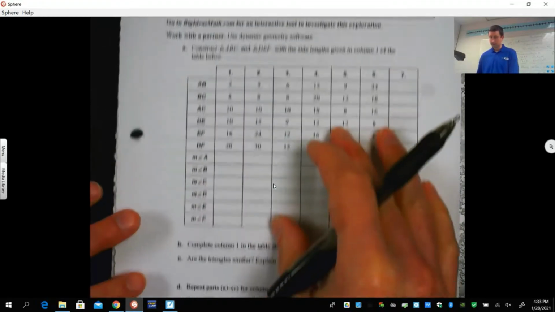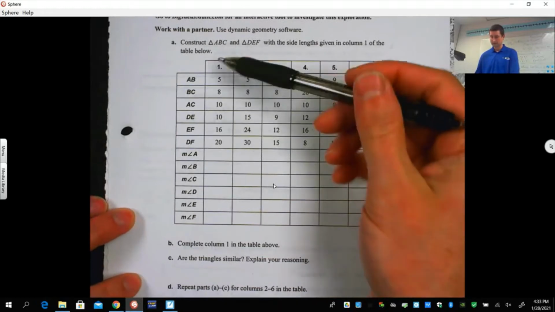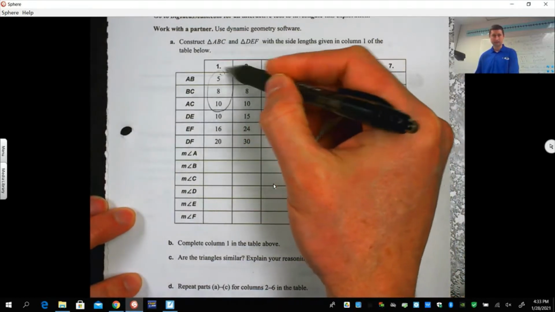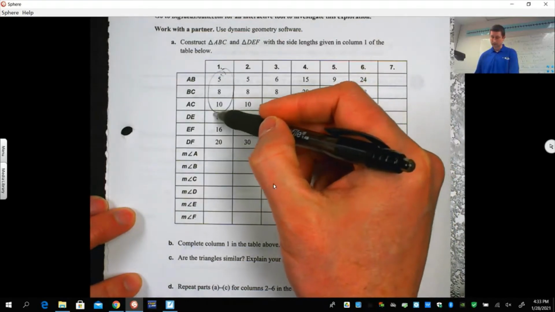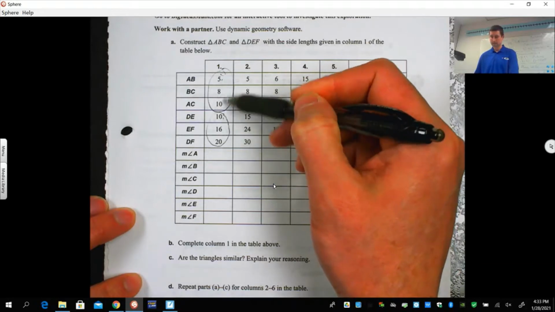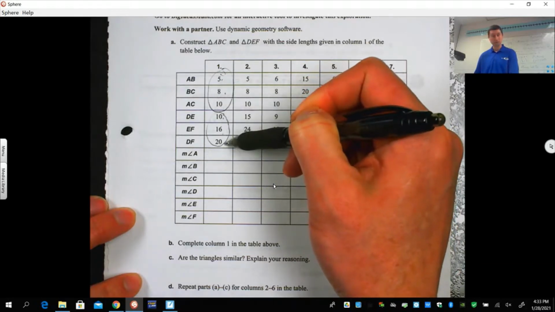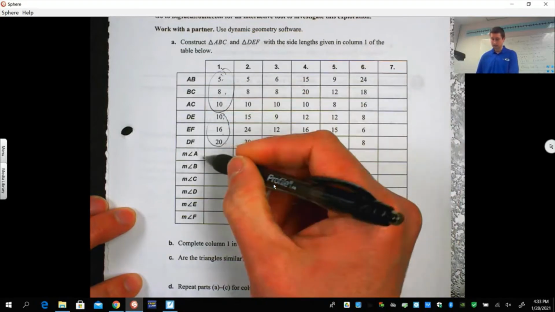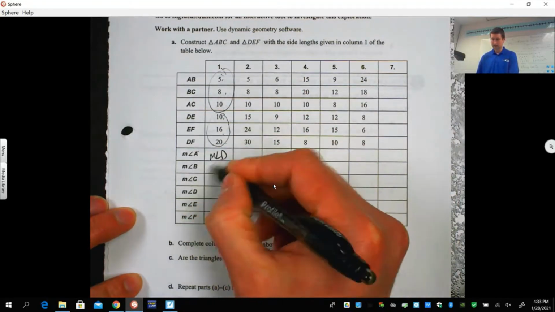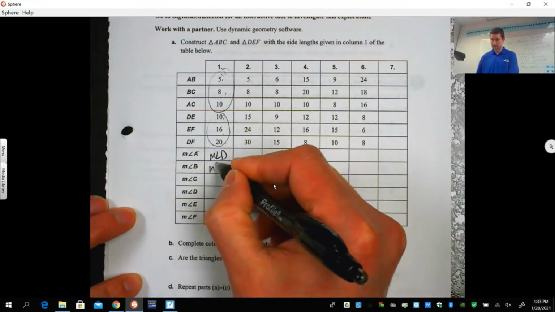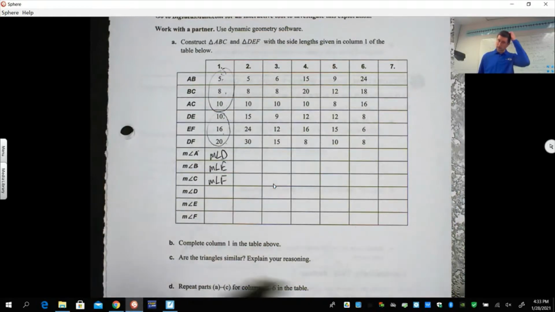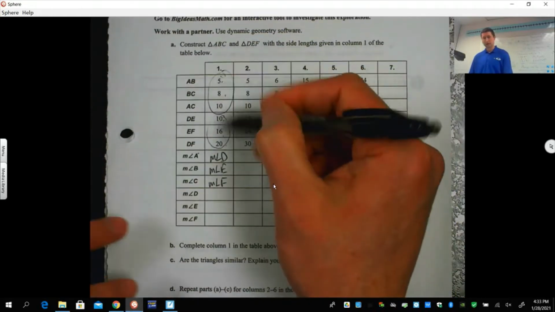So that's what the exploration would take you through here if we actually did this. They'd want you to construct a triangle that had side lengths of 5, 8, and 10, and then construct a triangle of 10, 16, and 20. You notice they're all multiples of 2: 5 to 10, 8 to 16, 10 to 20. And you'd find that the measure of angle A would equal the measure of angle D. So A and D would be the same, B and E would be the same, C and F would be the same. Okay? So, similar triangles have proportional sides, but their angles are congruent.